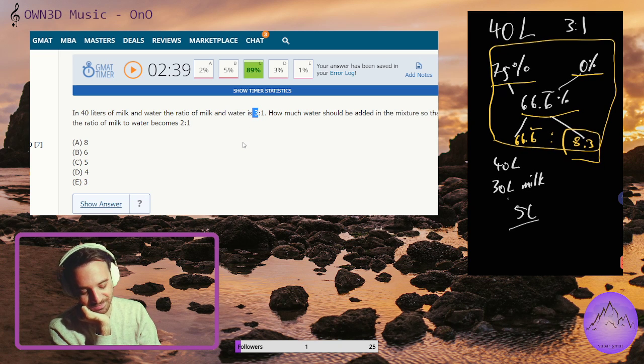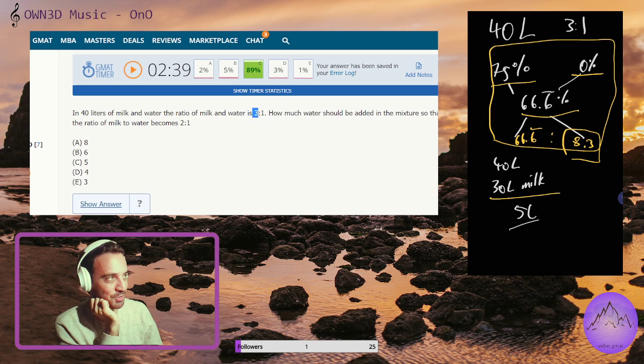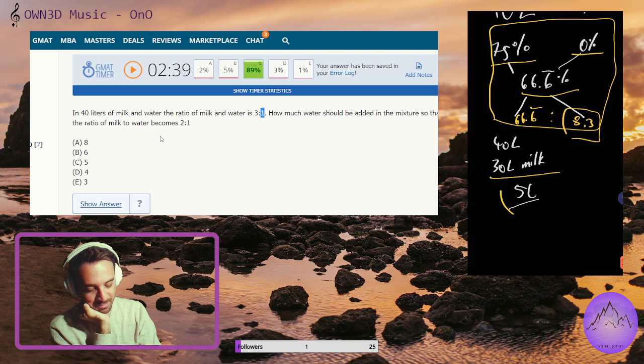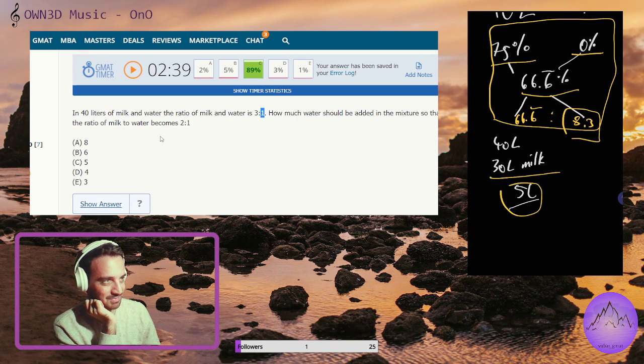So I wrote that. If we have 30 liters of milk and we need to add just water to end up with 2 to 1, that means the water is going to be half of how much milk there is. So if there's 30 liters of milk, we're going to end up with 15 liters of water. Right now we have 10 liters of water, so we're just going to add 5 liters to make it 15. That's why I did that in my head and just wrote 5 liters down, because that's how many liters of water you need to add. And that was option C.